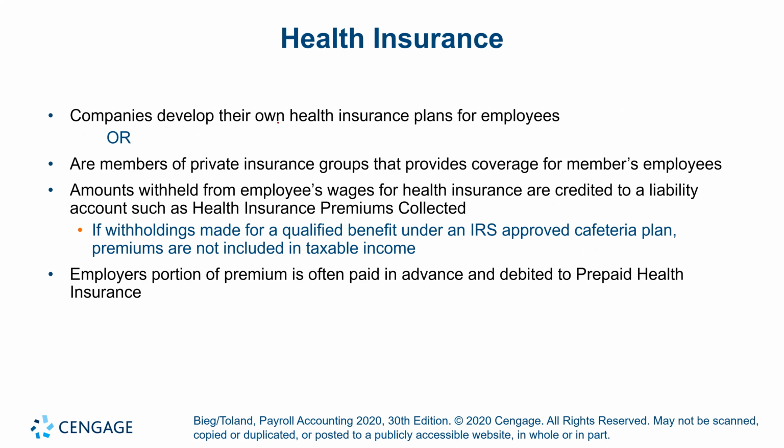Okay, health insurance is another potential deduction. Again, companies can either develop their own health insurance plans or be part of a private insurance group that then provides coverage for the employees. Amounts withheld from employees' wages for health insurance are credited to a liability account, such as health insurance premiums collected. If withholdings are made for a qualified benefit under an IRS approved cafeteria plan, premiums are not included in taxable income. Employer's portion of the premium is often paid in advance and debited to prepaid health insurance.